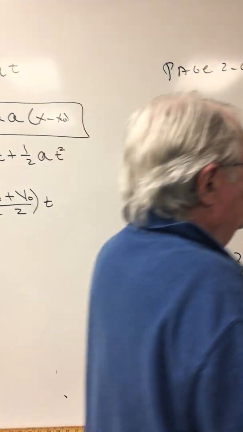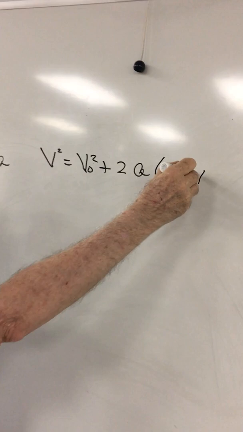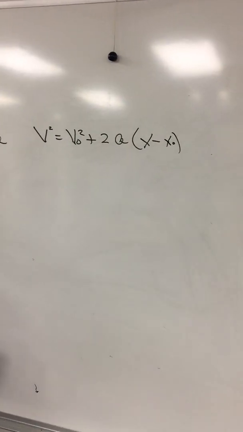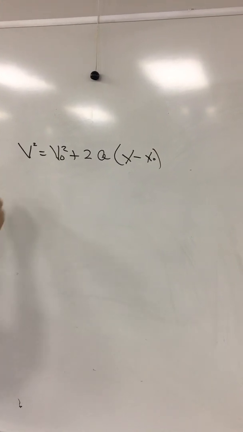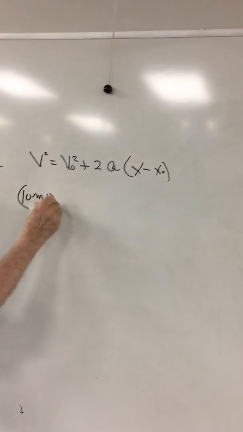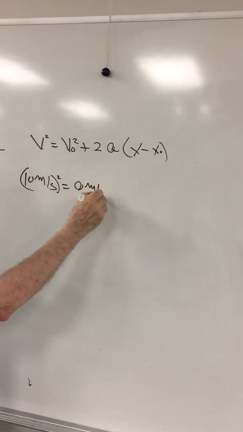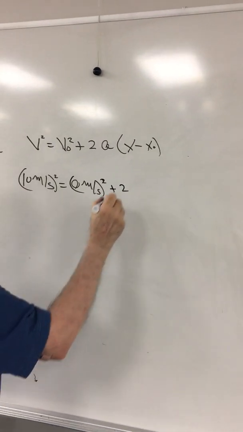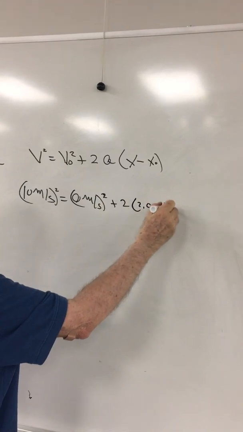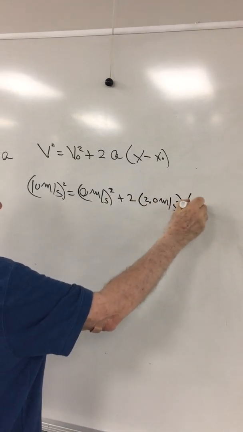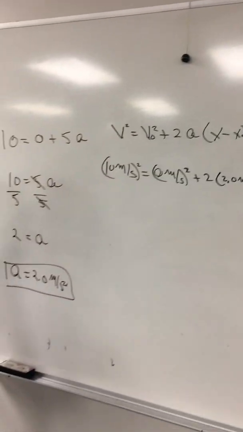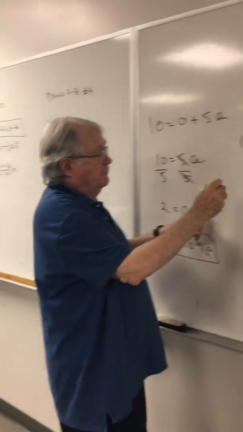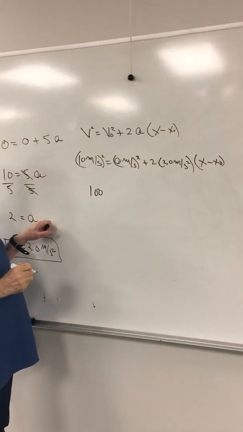So V squared equals V sub 0 squared plus 2 times A times x minus x sub 0. All right. Now the final speed was 10. This was 0. We know now that A is equal to 2, and x minus x sub 0 is the unknown. So 10 squared is 100. And let's leave out the meters and seconds.